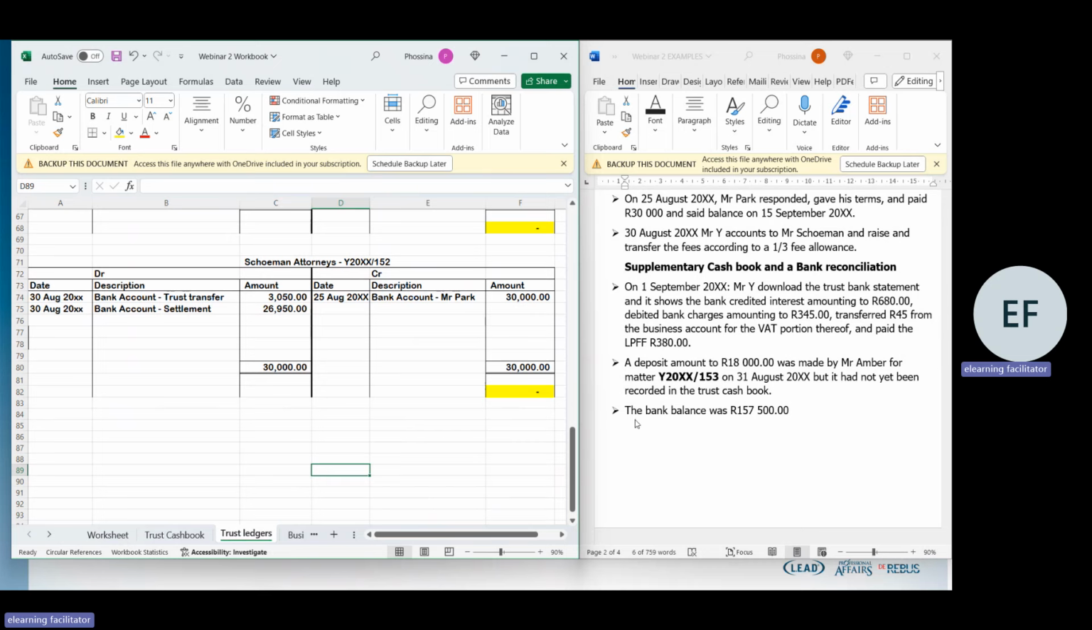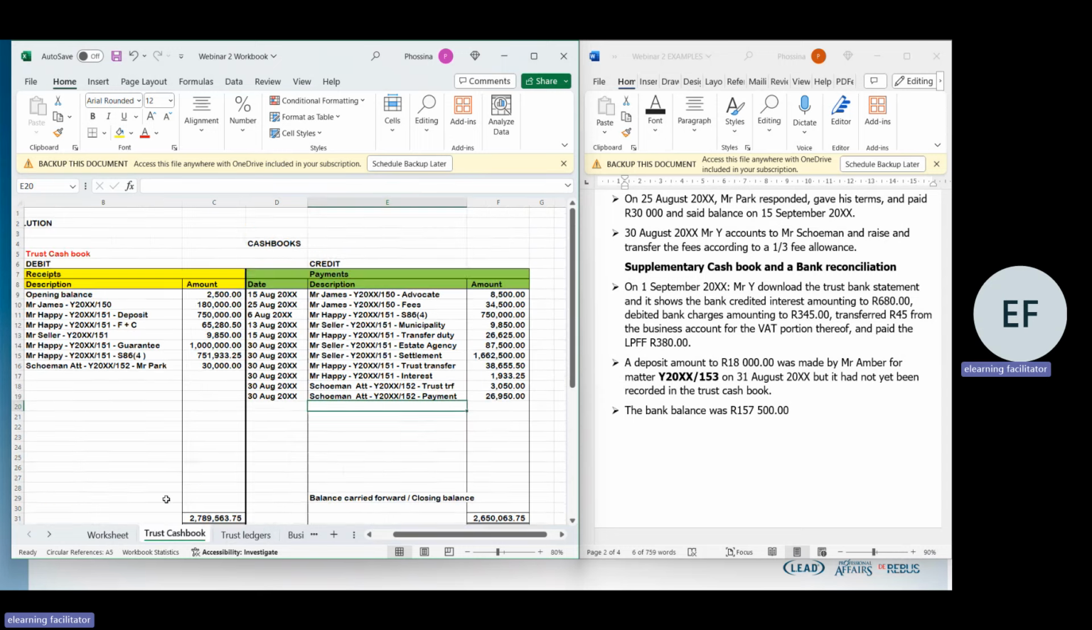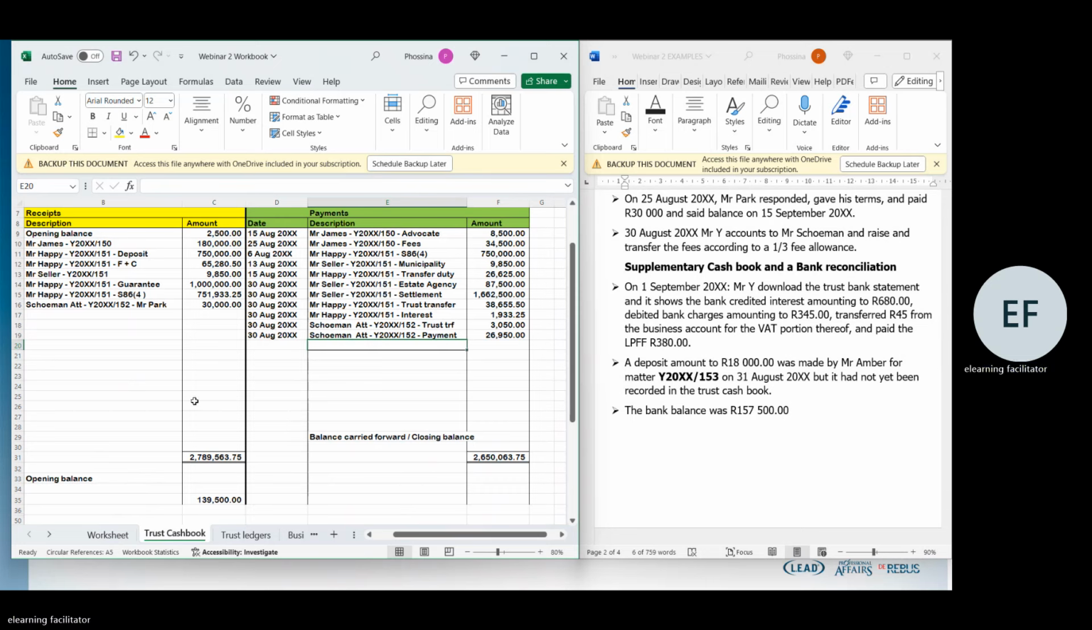Then we're also told a deposit amounting to 18,000 was made by Mr. Ember for Meta Y20XX153 on 31 August, but it had not yet been recorded in our trust cash book. The bank balance was 157,500. Okay, so which means now we balance off our cash book and then we do a supplementary cash book.